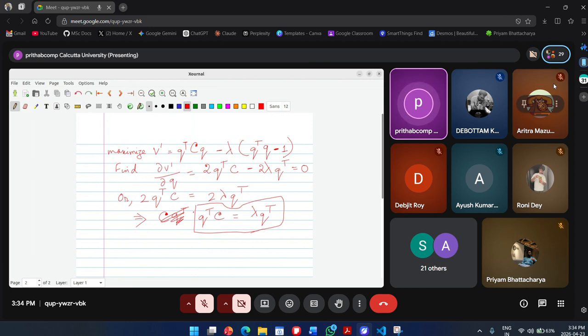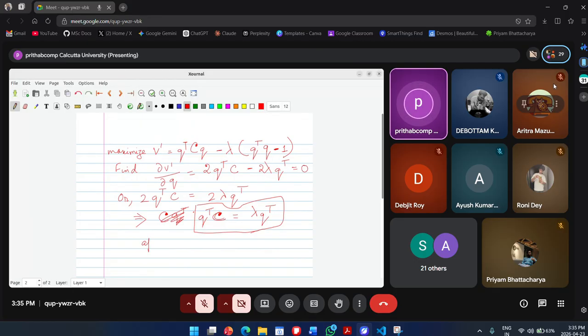Does this form look familiar? C is a matrix, Q transpose is a vector, and here lambda is a scalar, Q transpose is a vector. Do you see anything? This is the most important part of this theory. You still are not able to see anything.